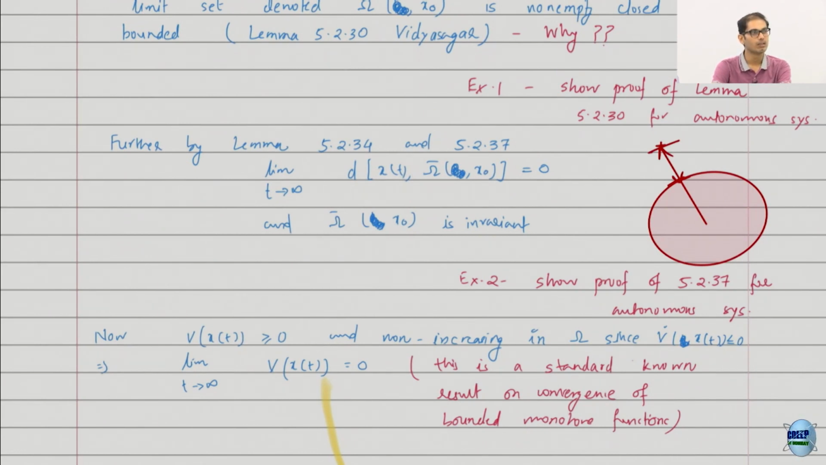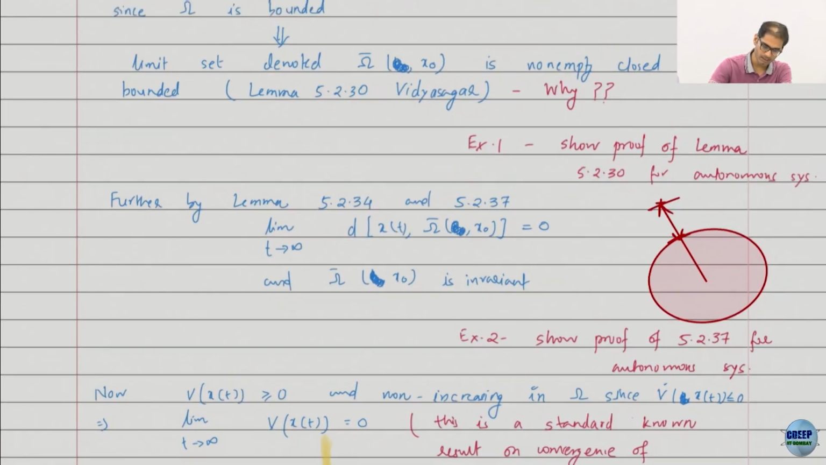Okay, so this is the way of typically defining a distance metric. You can use any metric. So this is basically the distance between a point and a set. And we claim that as t goes to infinity, this distance is 0, which means that the trajectories approach the set for large time. This is again from Vidyasagar.